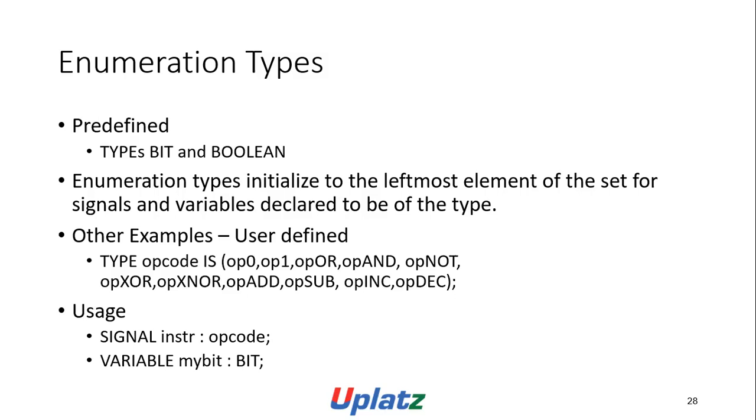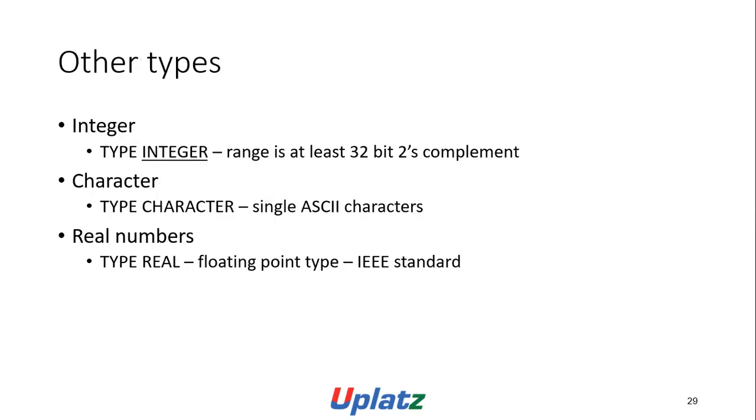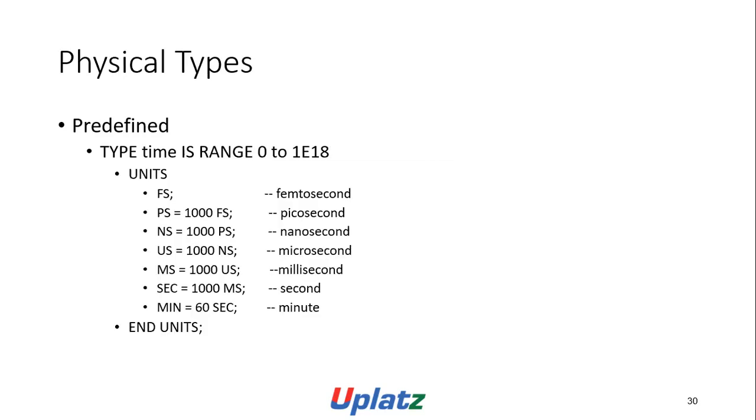Enumeration types initialize to the leftmost element of the set for signals and variables declared to be of the type. Other examples use user-defined types: opcode OP0, OP1, OPR, OPN, OP not, OP or, OP xor, OP xnor, OP add, OP sub, OP increment, OP decrement. Signal instruction of opcode, variable my bit. Integer type: the integer range is at least 32 bits, two's complement. Type character: single ASCII characters. Real numbers: type real, floating type, IEEE standard.